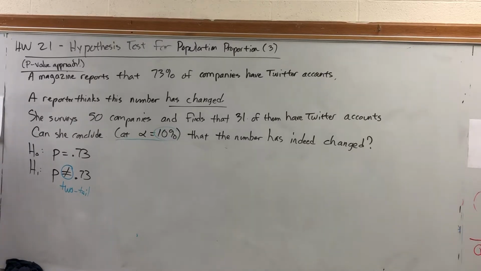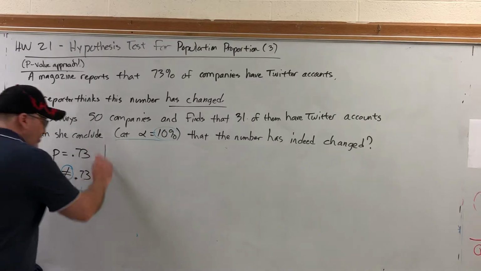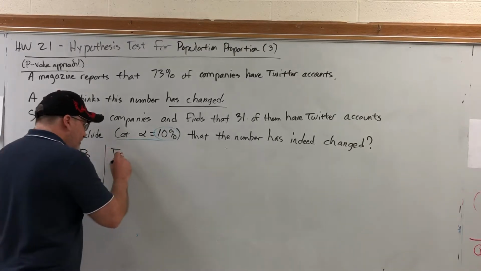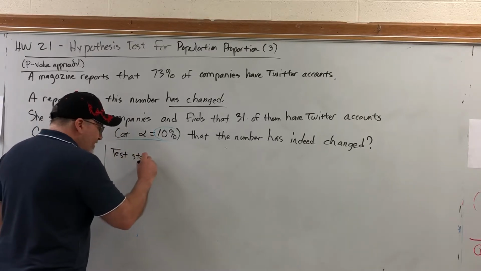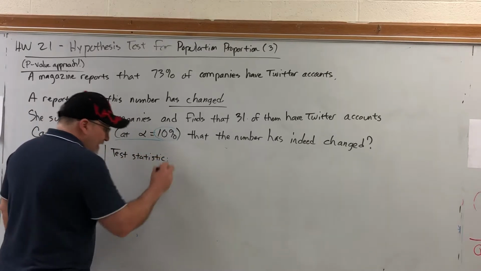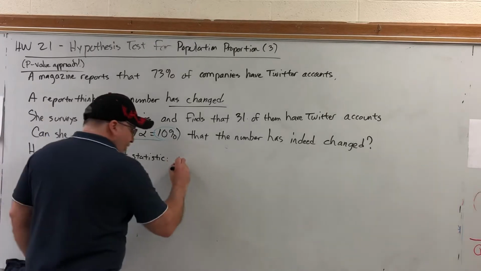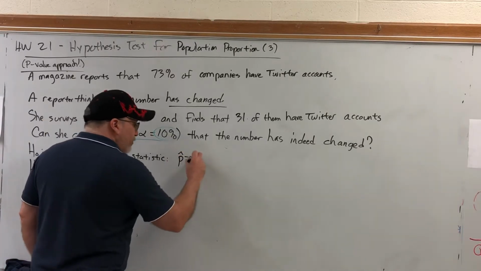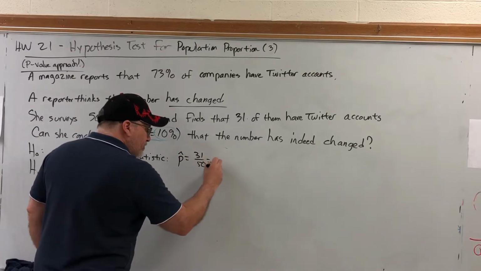Now, remember that the p-value approach starts the same as the critical value approach, stating the hypotheses. But the next step is to jump directly to the test statistic. And since I changed the p-hat value, I'm going to have to recalculate the test statistic. The p-hat value is now 31 out of 50, which is 0.62.